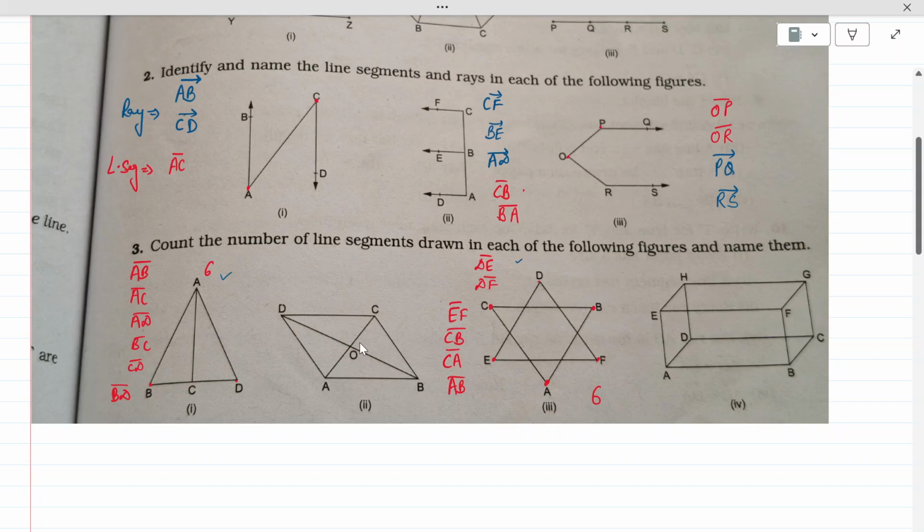Okay, now these two again are very easy and you can just do it yourself, but I'm just giving you a hint. In both the figures, in second and fourth, we have all line segments. We do not have any rays because there are no arrows. They are not extending in any direction. They are starting and ending at the fixed points. We just have to name the line segments. Okay, so this is done. Now we are going to move further.